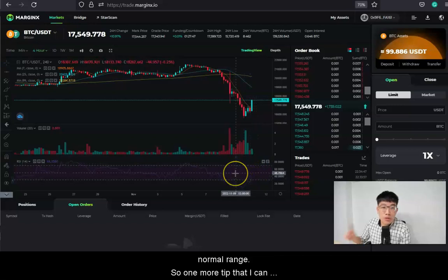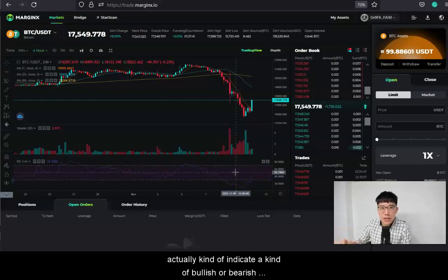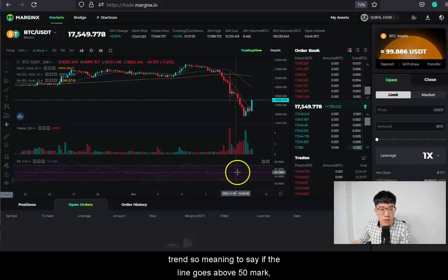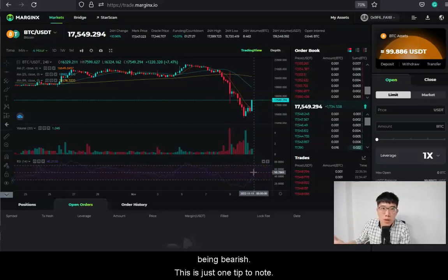There's one more tip that I can give you: anything that crosses above 50 or below 50 kind of indicates a bullish or bearish trend. Meaning to say, if the line goes above the 50 mark, the tendency of it being bullish is higher as compared to being bearish. That's just one tip to note.